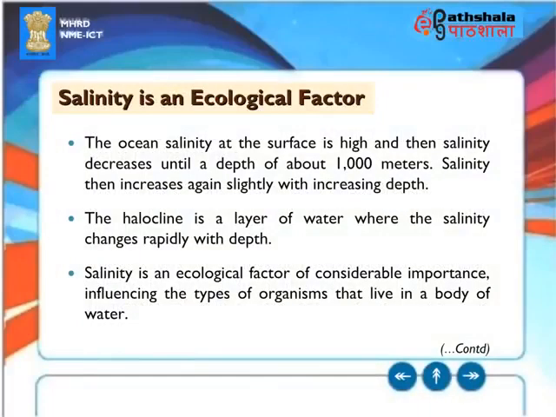Salinity is an ecological factor. The ocean salinity at the surface is high and then salinity decreases until a depth of about 1000 meters. Salinity then increases again slightly with increasing depth. The halocline is a layer of water where the salinity changes rapidly with depth.